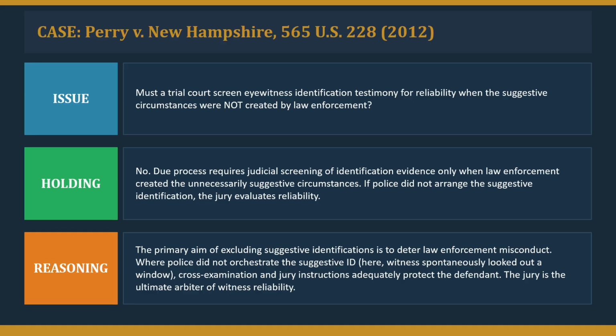Perry v. New Hampshire, decided in 2012, was the Supreme Court's first major identification case in more than 35 years, and it addressed an important threshold question. Does the due process reliability framework apply even when the suggestive identification was not created or orchestrated by the police?